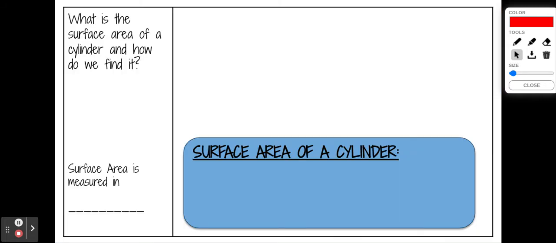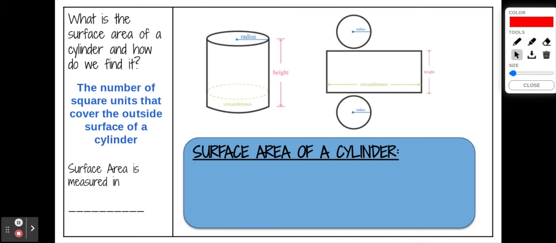Let's answer the question, what is the surface area of a cylinder and how do we find it? First of all, what is surface area when it's talking about a cylinder? Well, the surface area is the number of square units that covers the outside surface of any cylinder. So because it is square units and we're talking about area, the label that we're going to be using is units squared. So centimeters squared, inches squared, anything like that.